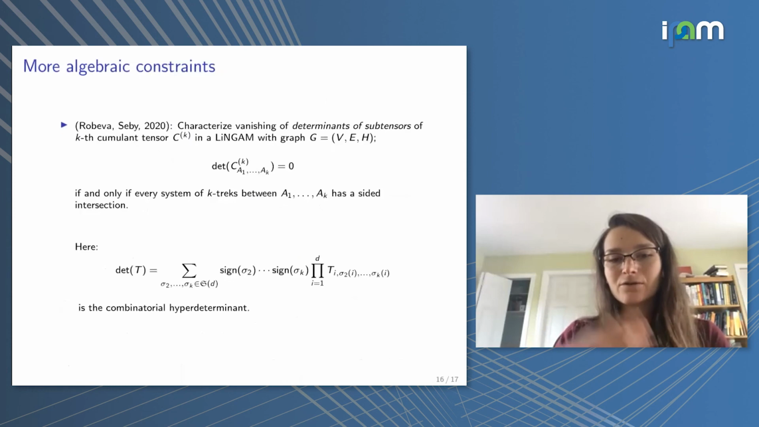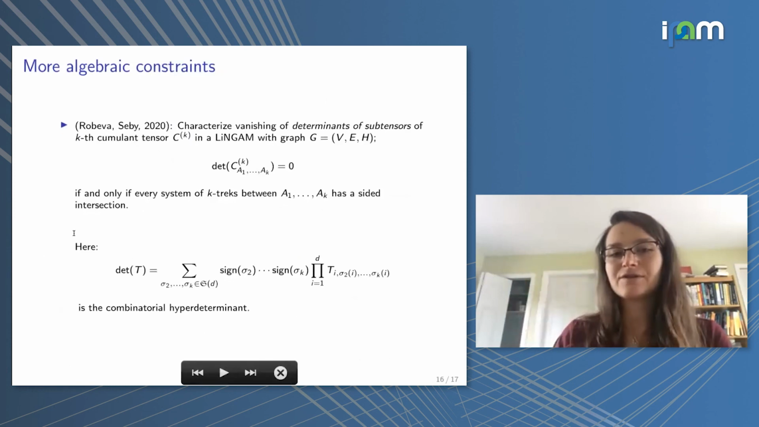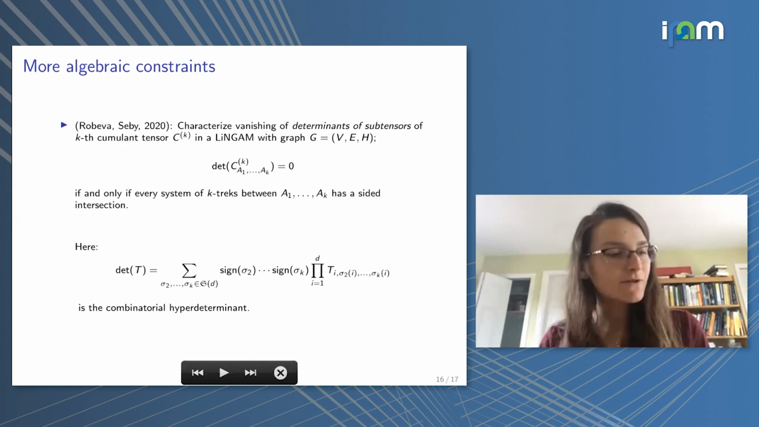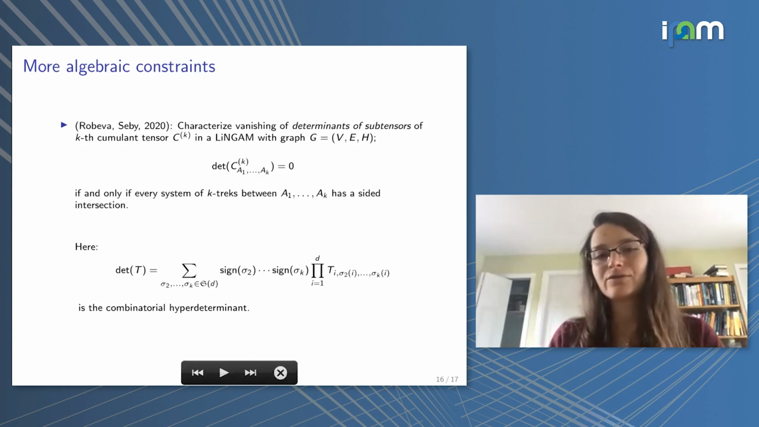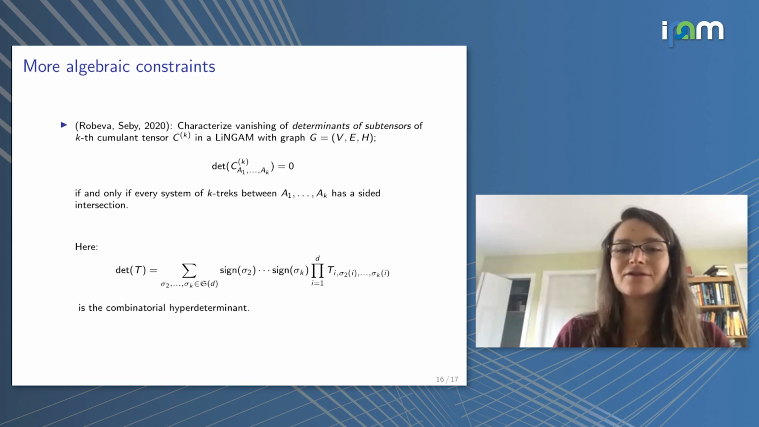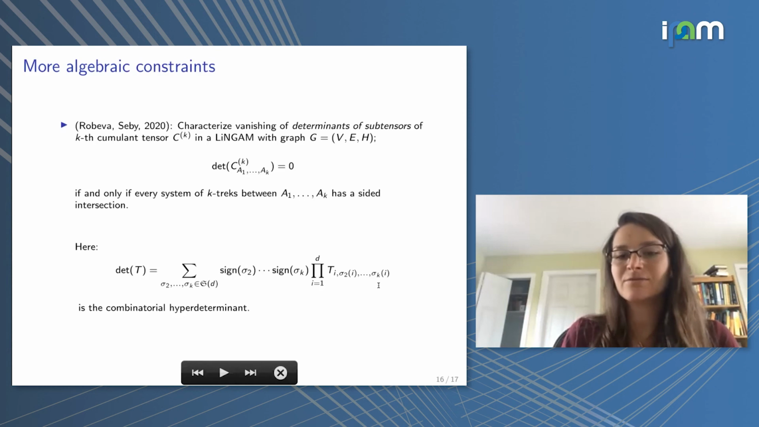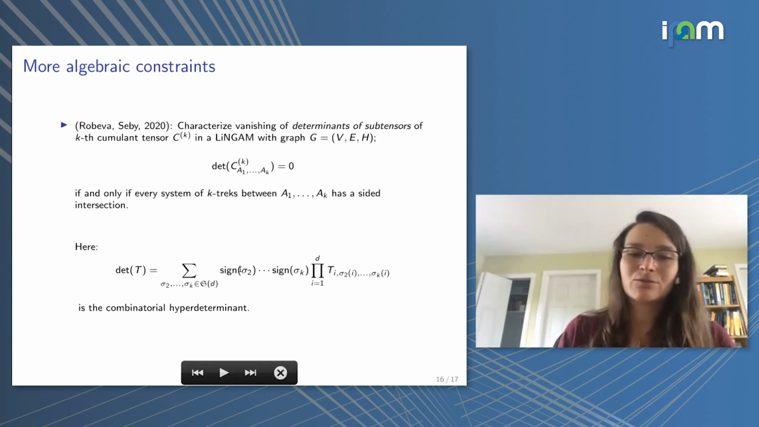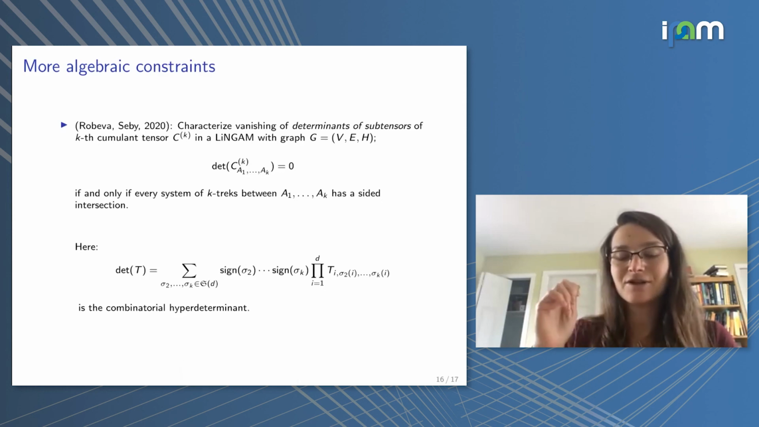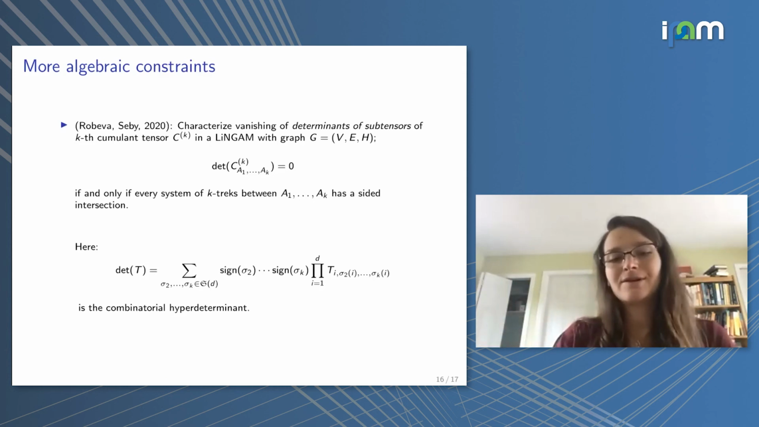Okay, and so we also have more equations that hold for these high order cumulants. We can actually show that a subdeterminant of the tensor vanishes if and only if certain combinatorial conditions are satisfied in the graph. And here by a determinant of a tensor, I mean the combinatorial hyperdeterminant, which is very similar to the determinant of a matrix, but you have to sum over all permutations of not just the second mode, but all of the second through kth modes. So we can see when such equations vanish.